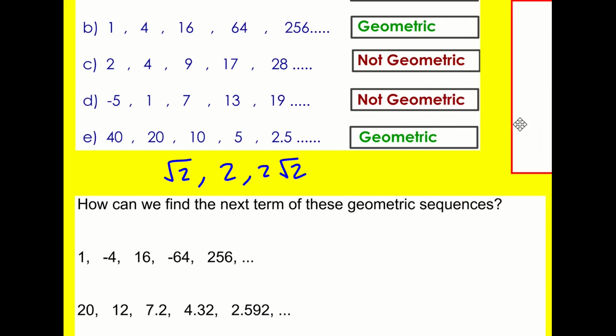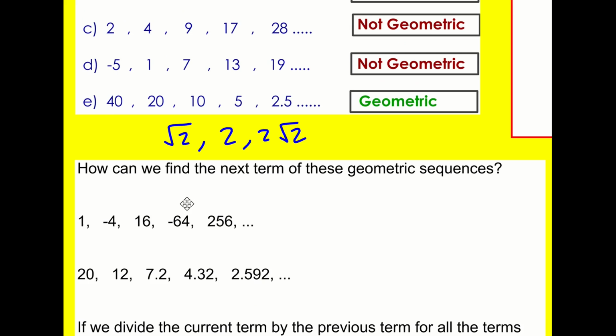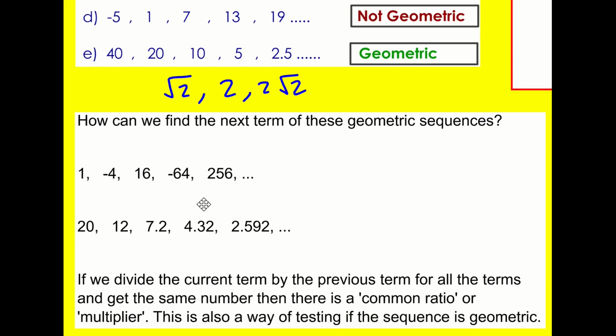Let's move on. So now I'm telling you that these are geometric sequences. How can we find the next term? Well, I'm kind of giving it away at the bottom, but the first one you can see I'm going from 1 to -4. I must be timesing by -4, and then I can see that's happening again and again. So now I just need to do 256 times minus 4, and that's going to be minus 1024. That's going to be the next term in the sequence.